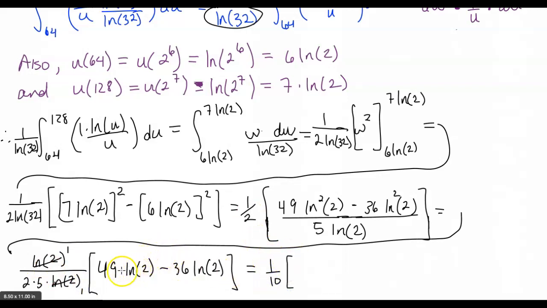And if we take 49 natural log of 2s minus 36 natural log of 2s, I got 13 natural log of 2s left. And so this would just be 13 over 10 natural log of 2. And that would be my final answer for that one.